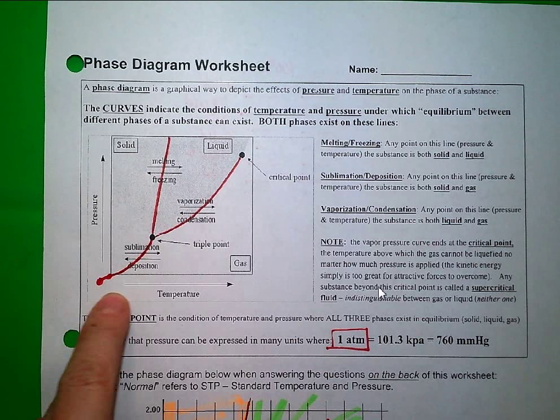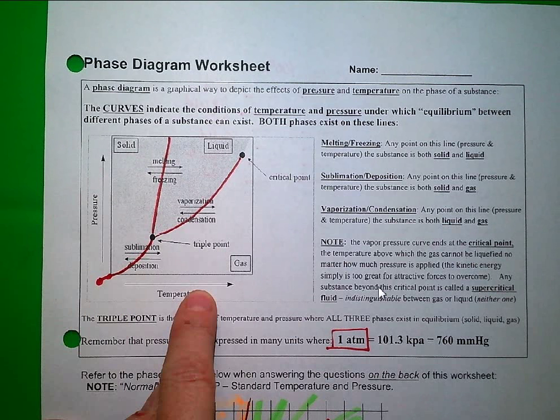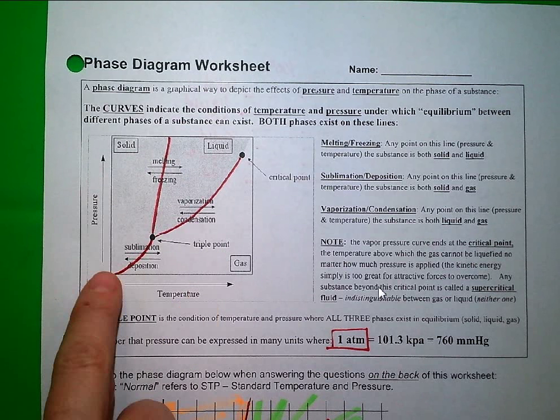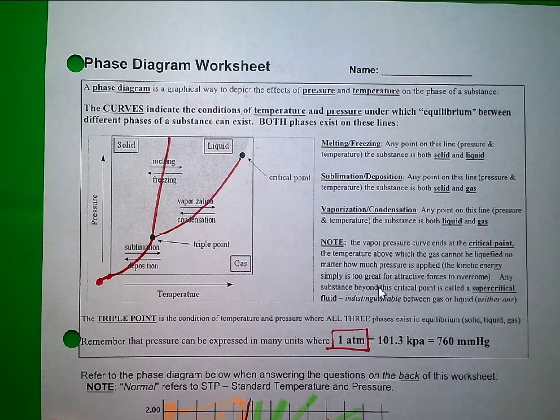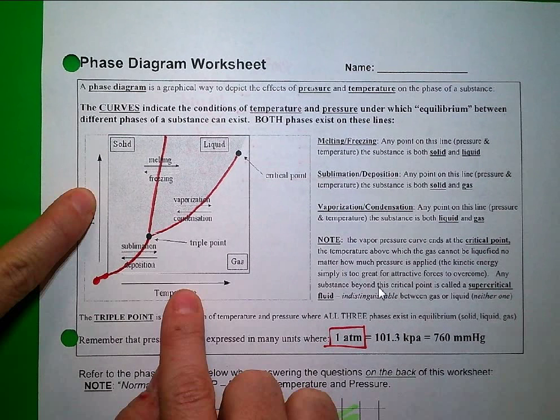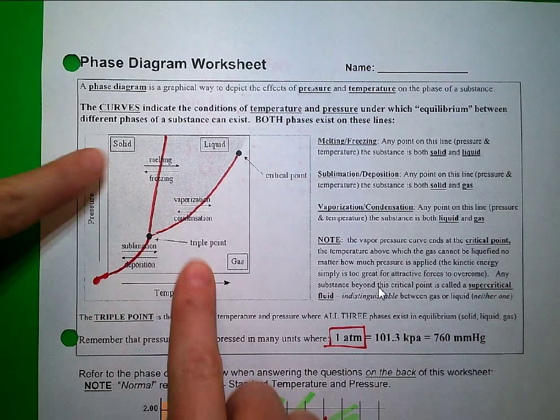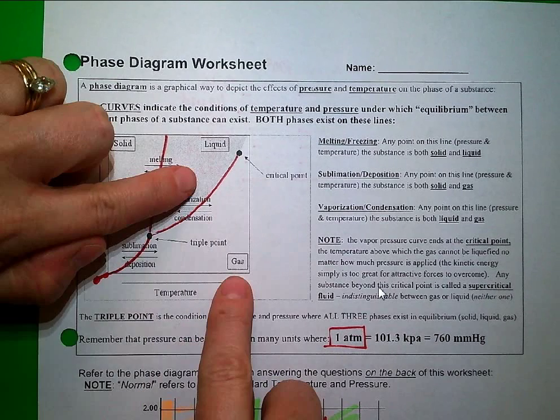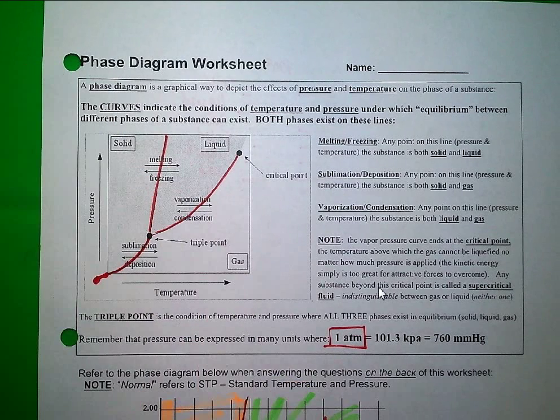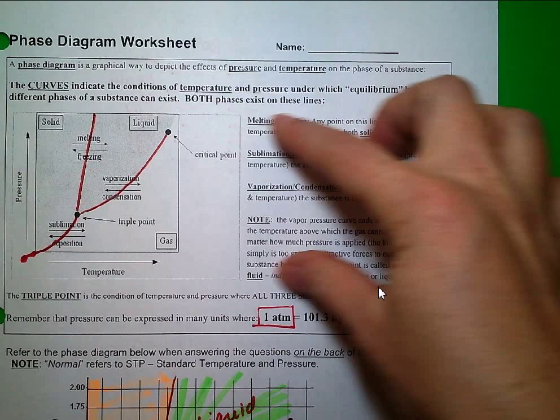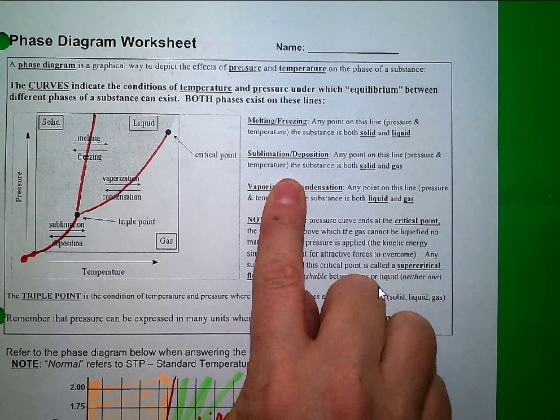So if you increase the pressure going this way and you increase the temperature going this way, then you can see different things that you're going to have. And you're going to treat your pressure and your temperature just like an x and y coordinate. And then you're going to follow it up to see where that point actually lands. So over here, melting and freezing, sublimation, deposition, vaporization, condensation, just basic definitions.